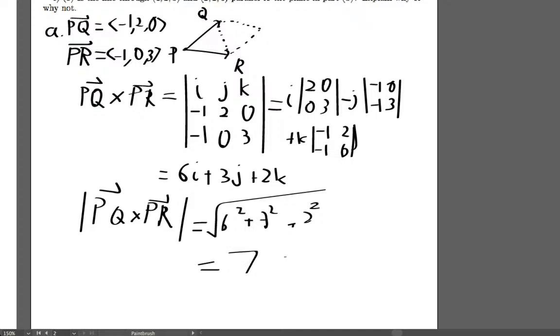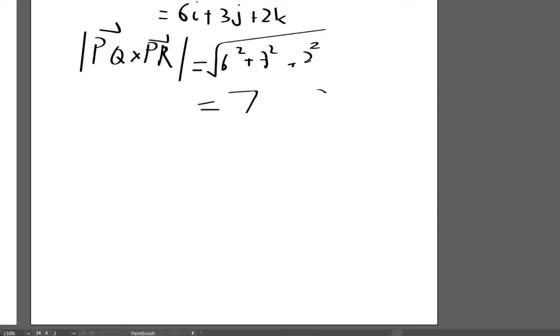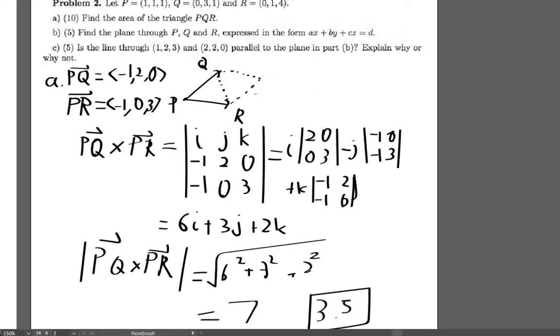We are not yet finished. So what's the area of this triangle? It's 3.5 or 7/2. You just take 50% of the area of the parallelogram. And that's that. Let's go to part B. Find the plane through P, Q, and R represented in the form AX plus BY plus CZ equals D.